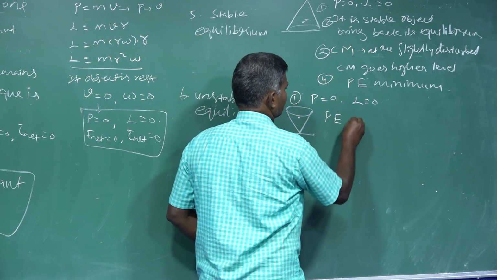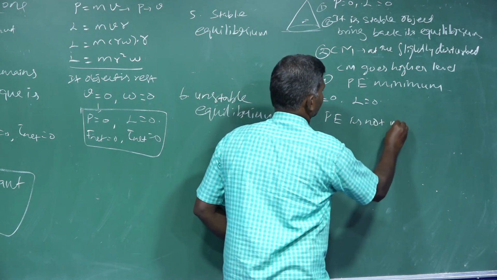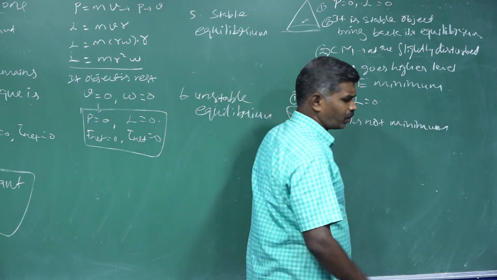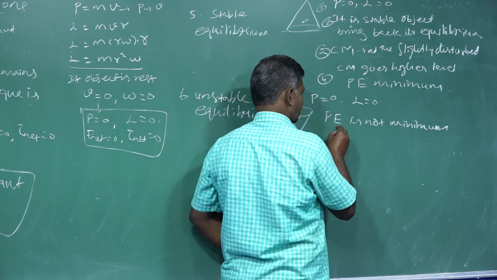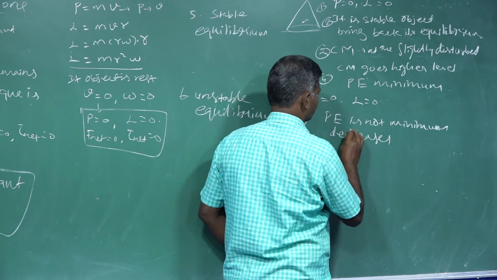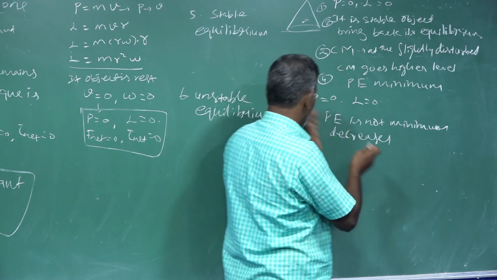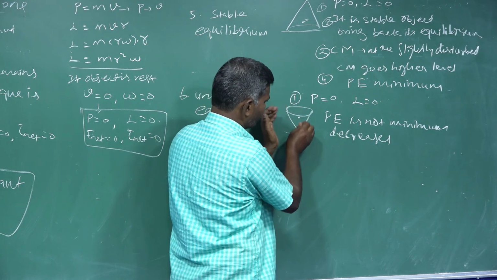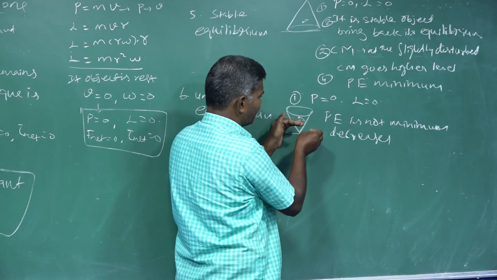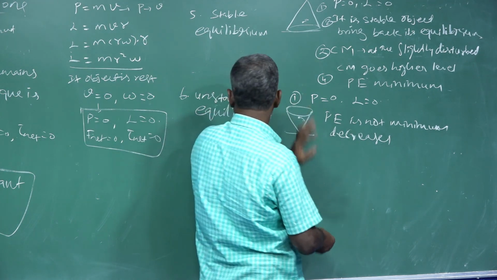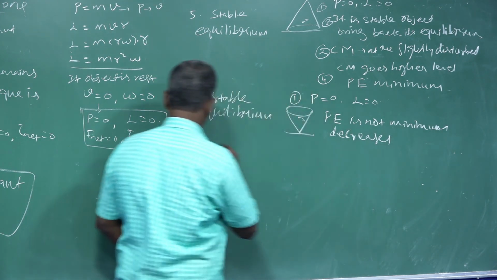Potential energy is not minimum. When slightly disturbed, the center of mass is lowering, and the center of mass lowering means potential energy decreases. That is the unstable condition.